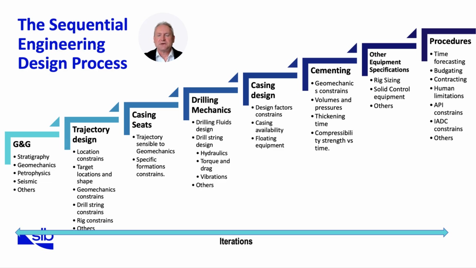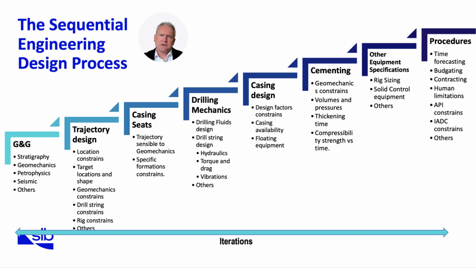The sequential engineering design process provides the backbone for how we integrate multiple disciplines into a coherent well design. Let's walk through this step by step. We begin with geoscience inputs. This includes stratigraphy, which defines the layering of formations, and geomechanics, which sets the mechanical limits of those rocks. Petrophysical analysis tells us about porosity, permeability, and fluid content, while seismic data gives us structural context and helps identify hazards. Without these foundations, no engineering design can be trusted.